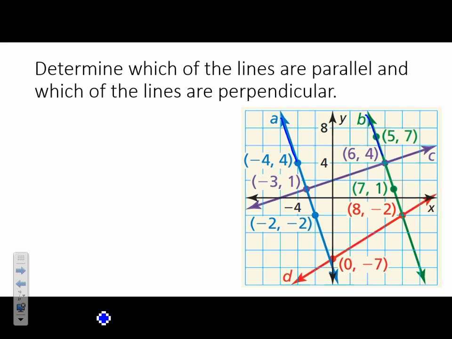Okay, so how would we find out? We're going to plug it into a formula. What's our formula? The slope formula. M equals, if we were given 2 points, A has a point -4, 4, and another point of -3, 1. And then, actually, I don't know what those points are. And then our other line, B, has 2 points, 5, 7, and 6, 4.